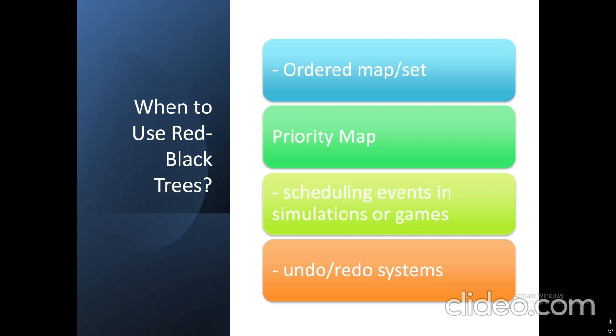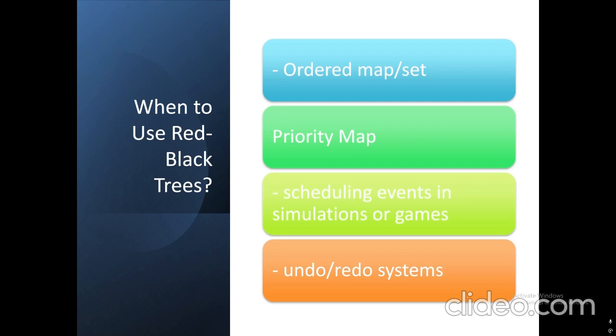For example, both std::map and std::set in C++ are implemented using red-black trees. This means anytime you're storing key value pairs or unique elements in sorted order, you're already using red-black trees, even if you didn't realize it. This makes them great for anything where you need fast access to sorted data.